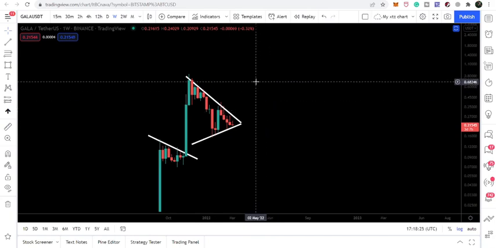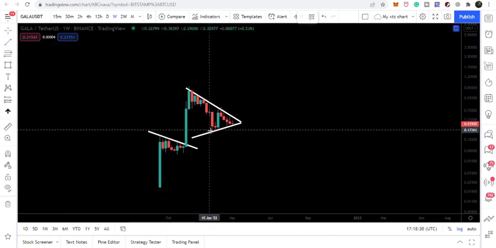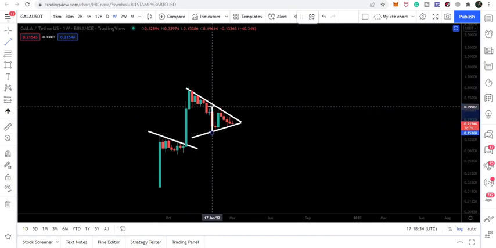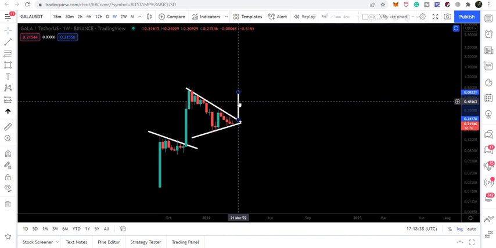However, the target for this triangle can be, conservatively, if I place this trend line here when we touch the support here up to the resistance and place it here at the breakout point at the tip of this triangle approximately, that will be 68 cents.